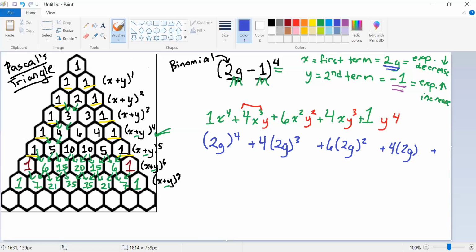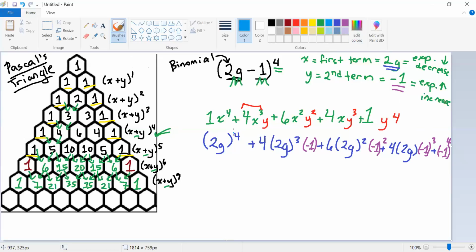Okay, so now let's go ahead and replace our -1, our second term. So my second term, I'm just going to write here a -1. And then it's y squared, so it's going to be -1 squared. It's going to be y cubed, so it's going to be -1 cubed. And y fourth is going to be -1 to the fourth power. Okay, so everything's replaced, and now I have to go ahead and simplify everything.